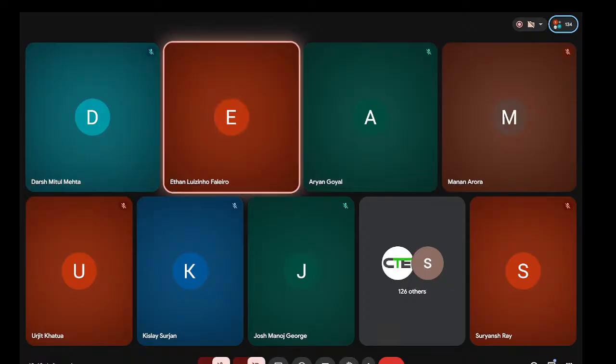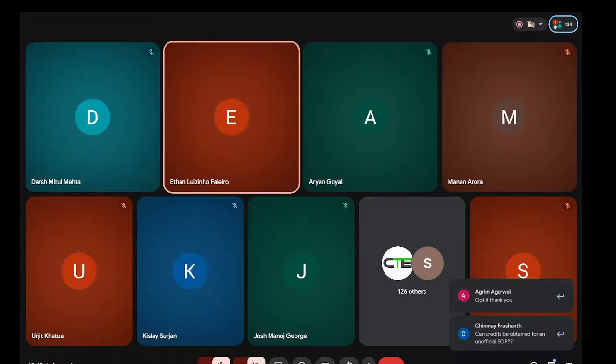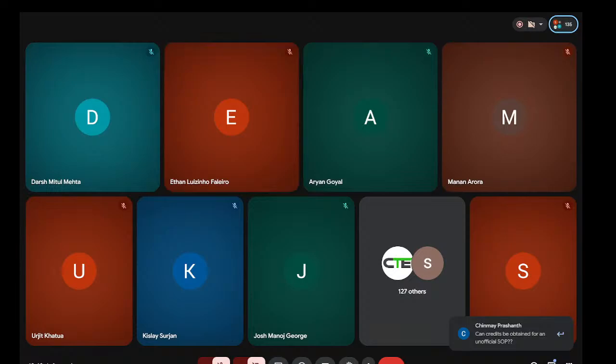Okay. We have one more from Akash. What is the selection ratio and how many people were selected in total for electronic roles?